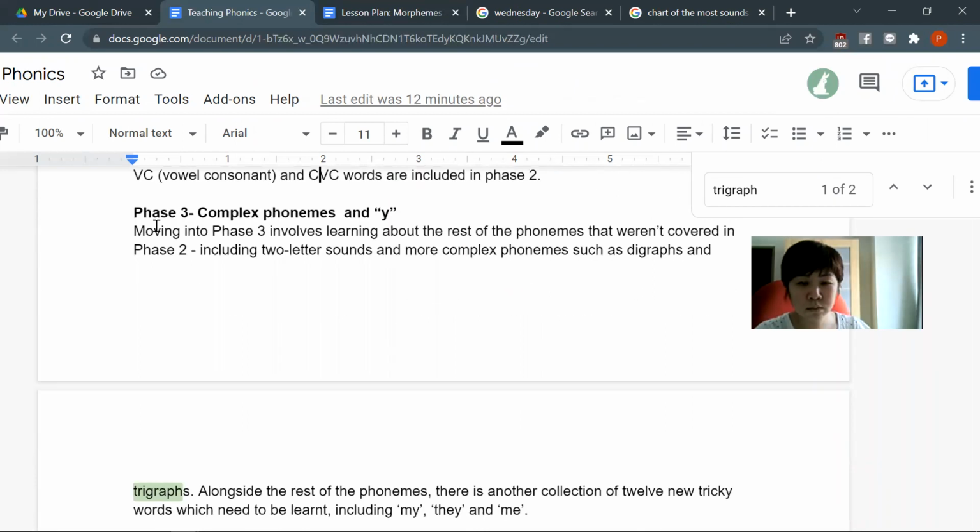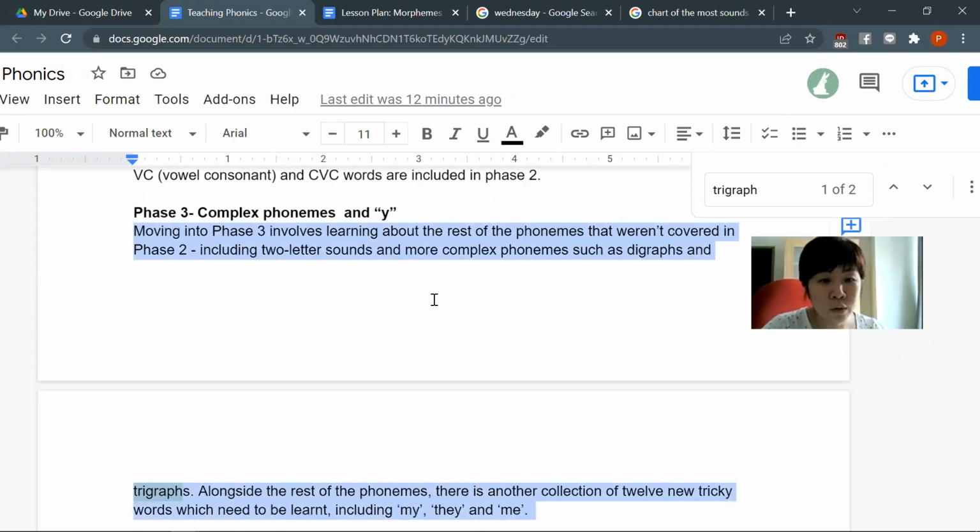So phase 3, you want to go ahead and read here? Moving into phase 3 involves learning about the rest of the phonemes that weren't covered. This is the hardest one, "weren't." You say the R and the N.